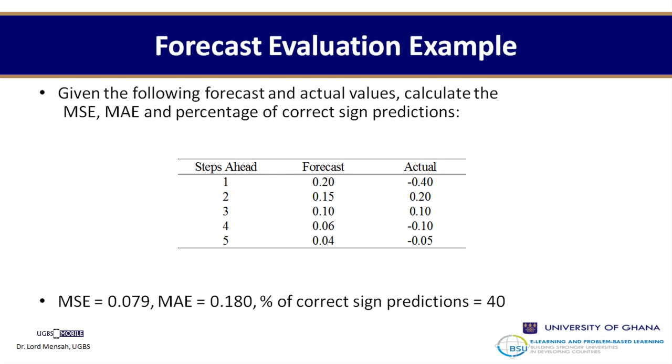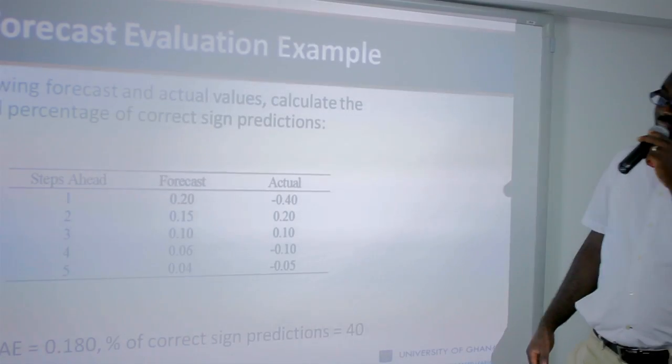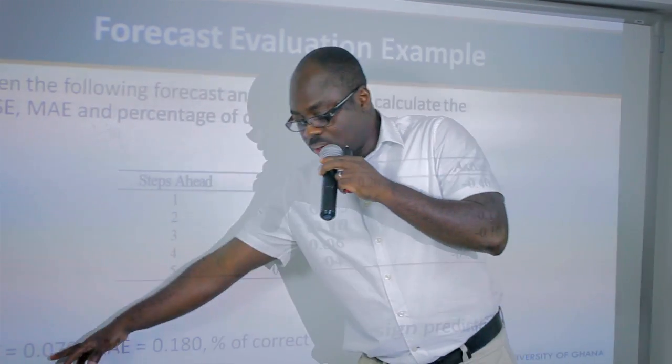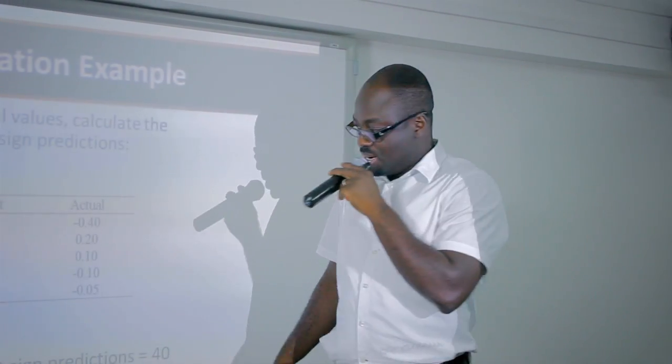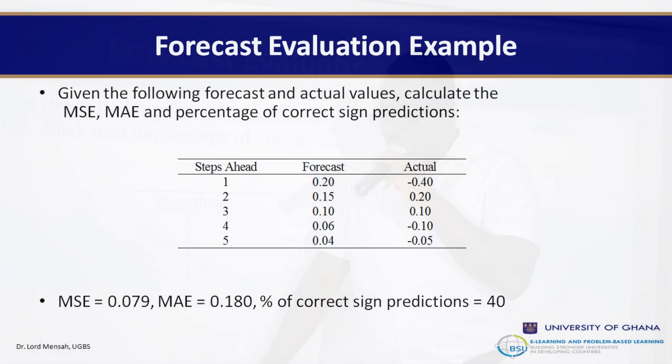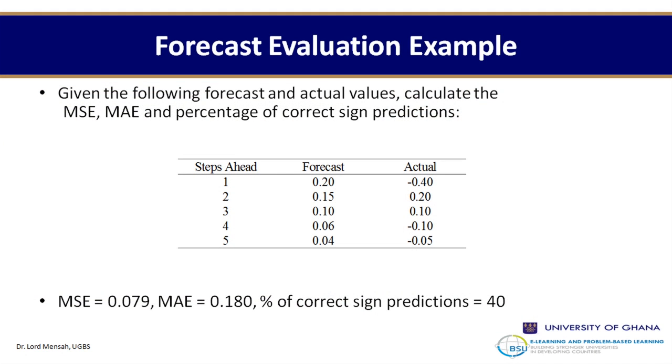So let's take an example. Given the following forecast and actual values calculated, calculate the MSE, the mean absolute error, and the percentage of correct sign predictions for this information. Now, this is your forecast, and that is your actuals. So the MSE, if you go through the process, is 0.079, which is fast approaching 0. So it tells you that the difference between your actual and the forecast is somehow smaller. And then that of MAE is 0.1. Mean absolute error 0.1.